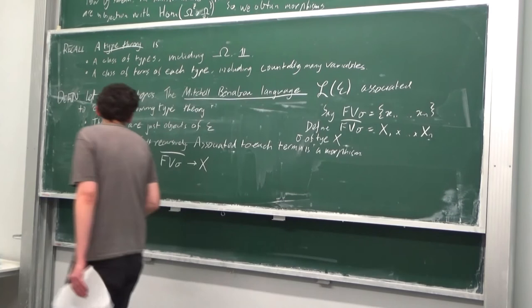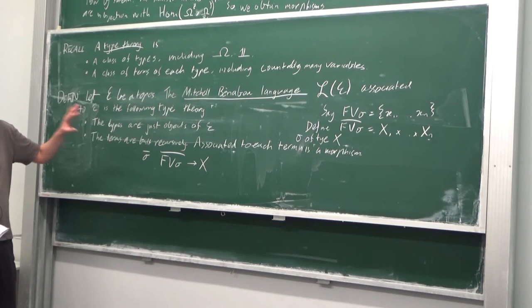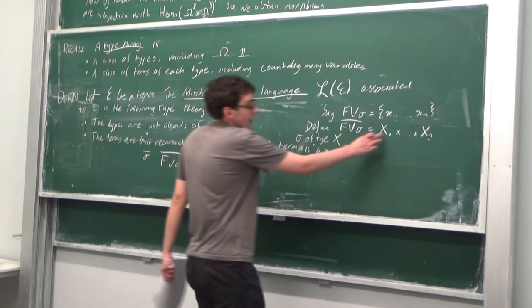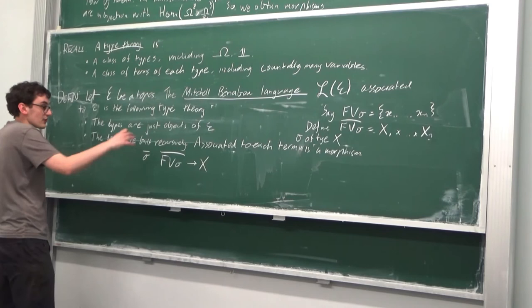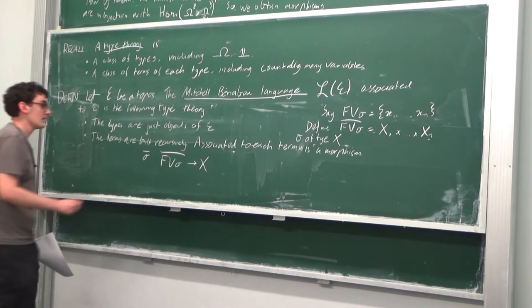Intuitively, you should think of this as: what is a term that has free variables in it, like a logical formula, for example? It takes in the free variables, you can substitute in actual things of that type, and if you do, you'll get the type of the term out. So you substitute in something of type X1, something of type dot dot dot, something of type Xn, and then the result is sigma, with those things substituted in, and that's of type X. So that's what the output is. This morphism we call its interpretation.